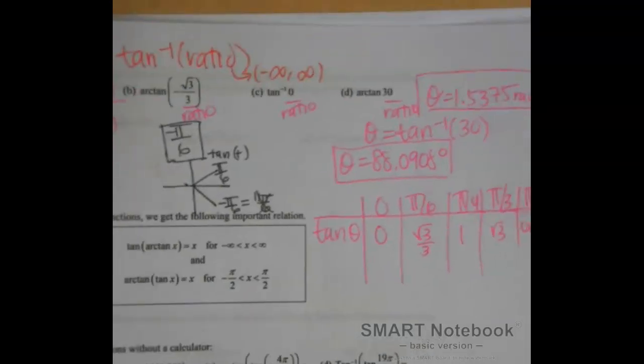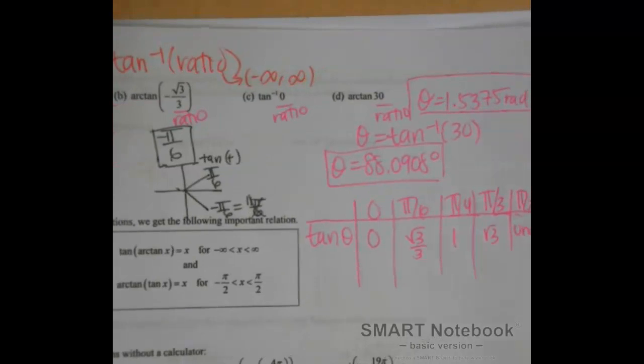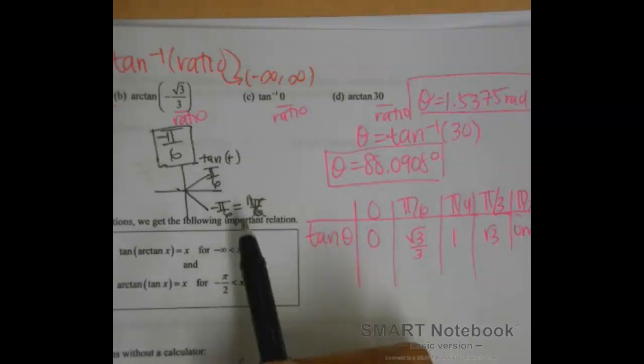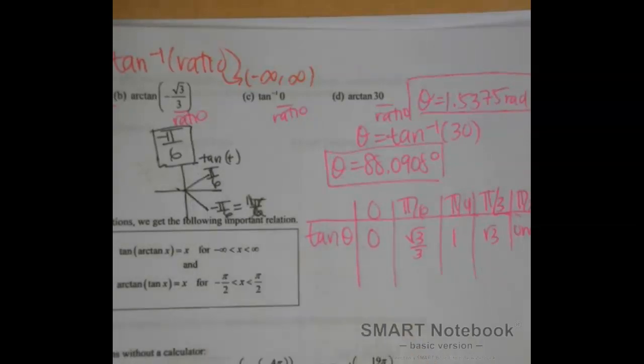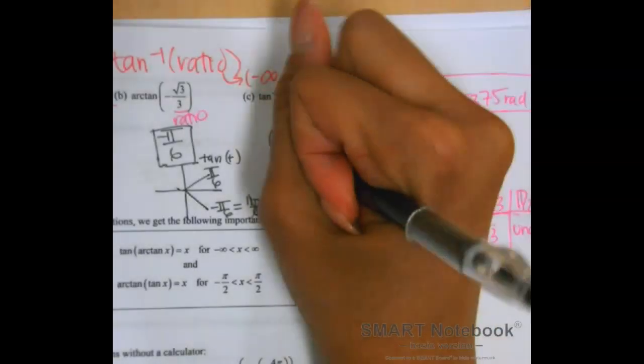Letter C. This one says tangent of 0. Hussein, what did you get for tangent of 0? Not quite. Is 2 pi between negative pi over 2 and positive pi over 2? 0, there you go. And 0 for this needs to be in radians.